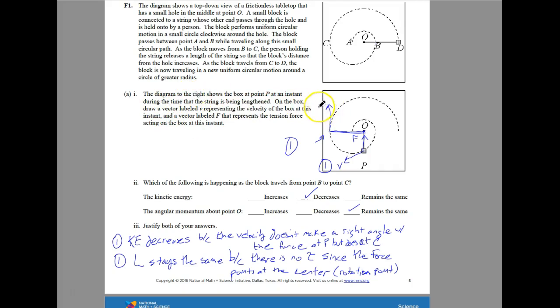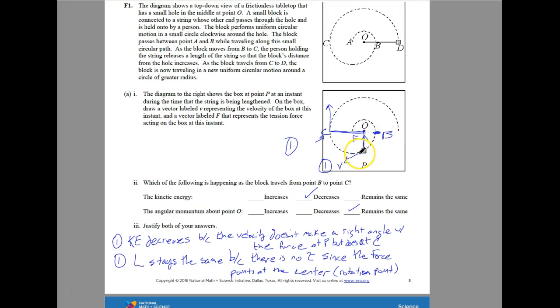So it says the diagram to the right shows the point P at an instant during the time the string is being lengthened. So as you're lengthening it from this point right here, which is B, until it hits point C, something weird is happening. You'll see that the velocity vector is tangent to the line, and when we do that at each one of these points, we do not get a straight line coming back to the center like we do at C or at B. You'll notice that the velocity is tangent and it is perpendicular to the center. But we don't have that along that BC line.